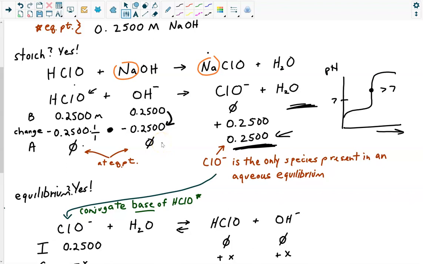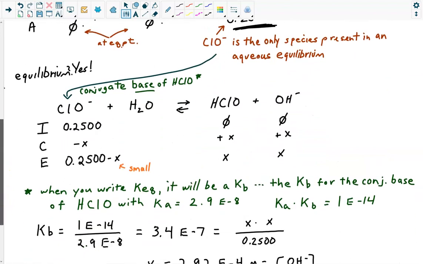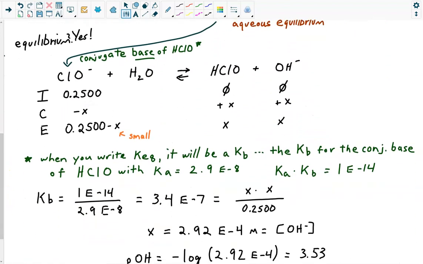And now we're going to see when we do our equilibrium, because now we have an aqueous equilibrium of ClO minus in water, and we want to see, well, what will that guy do? That guy is going to produce some hydroxide, right? And that's why we're going to end up in equilibrium with water, and so you're going to end up with a pH above 7. Let's look at the ice table for this one.